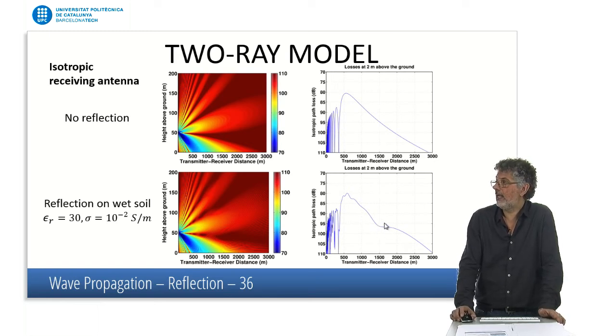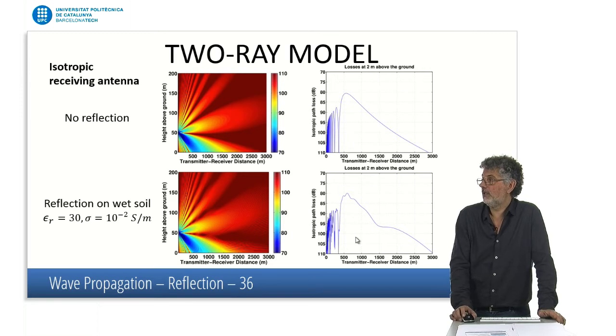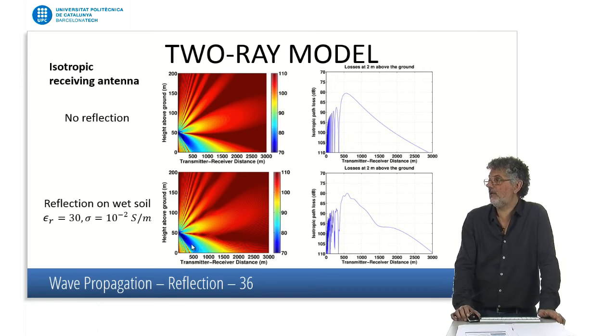Why? Well, I can see that in this place here, probably there is a cancellation from the direct and the reflected ray, but of course, the reflected ray is radiated at a lower level, so it's not able to cancel the direct ray. There is a certain reduction, but not a clear cancellation.